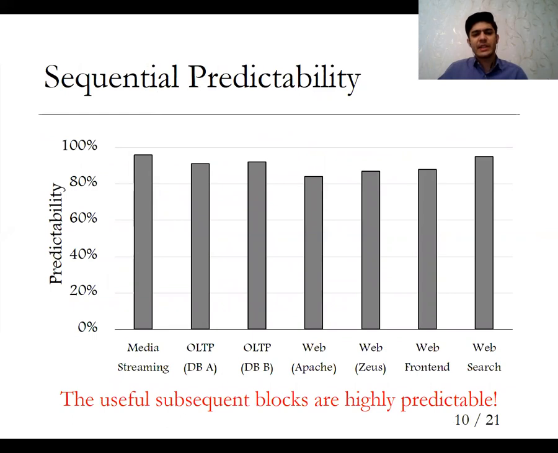To have such a selective sequential prefetcher, the useful subsequent blocks should be highly predictable. This figure shows that the useful subsequent blocks of each instruction block are correctly predictable with about 90% accuracy. If the sequential prefetcher learns these patterns, it can simply use them to timely and accurately prefetch the useful sequential blocks.